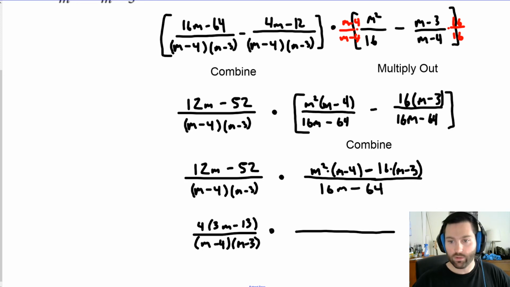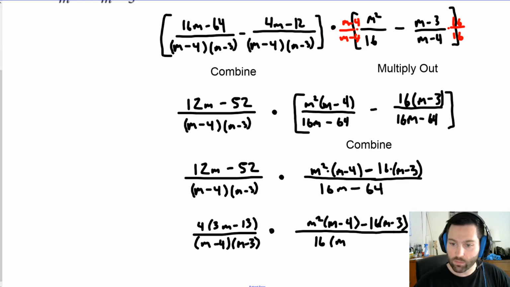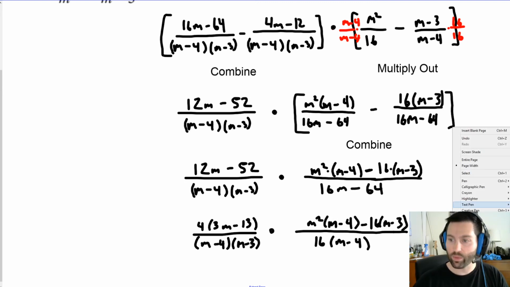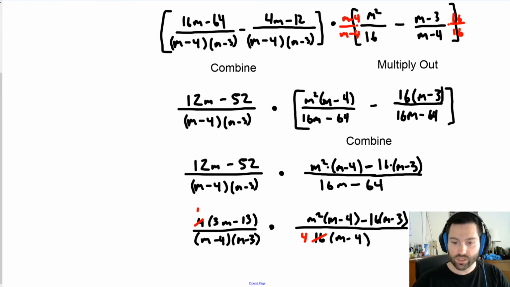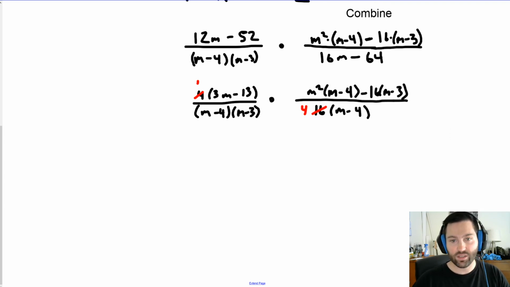But the bottom of your fraction, so m squared times m minus 4 minus 16 times m minus 3. The bottom, we could factor out a 16 again, so it'd be 16 times m minus 4. And at this point, I think we are pretty much out of options. The only thing you could really cancel here would be the 4 over here with the 16 on the bottom, because the only thing between them is multiplication. So you could do the 16 here and the 4. So this would be a 1, and this would be reduced down to a 4. And honestly, at this point, we are kind of out of simplification options. And I know that it looks like it can be simplified, but I'm telling you that it cannot.